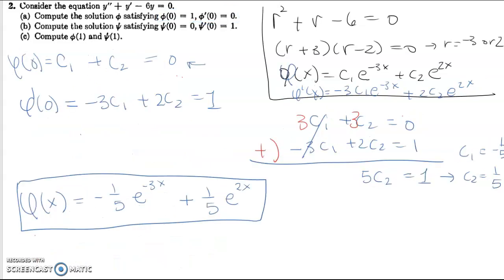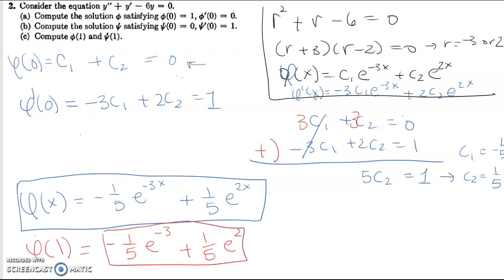And our second part is psi of 0 is going to be negative 1 over 5 e to the, sorry, it's asking to compute 1, so we're going to plug in 1. Negative 3 plus 1 over 5 e to the power of 2. All right, so these are the solutions for part E.